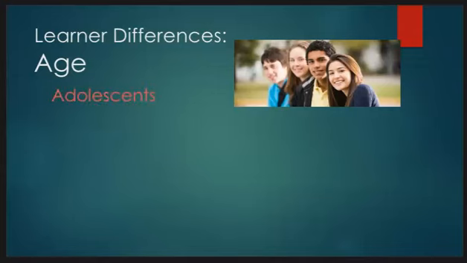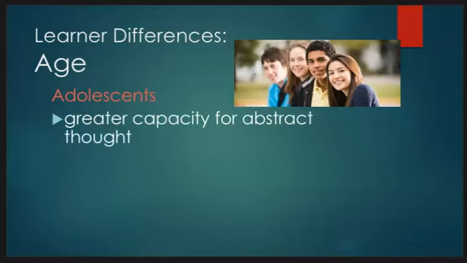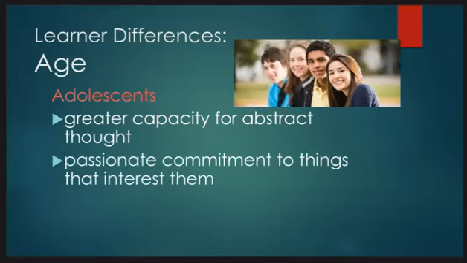Looking at the next group, adolescents, more specifically, that group is not exactly chronological. It doesn't begin exactly at 12 years old because it has more to do with the onset of puberty. But when we think about adolescents, we can say that they typically have a greater capacity for abstract thought around concepts related to language. They have a passionate commitment to things that interest them.